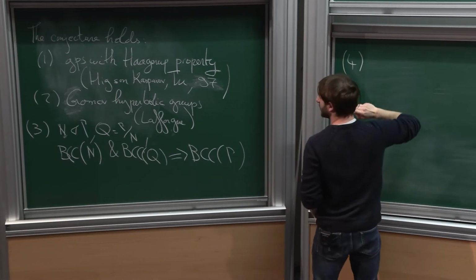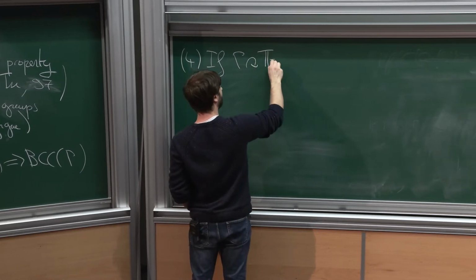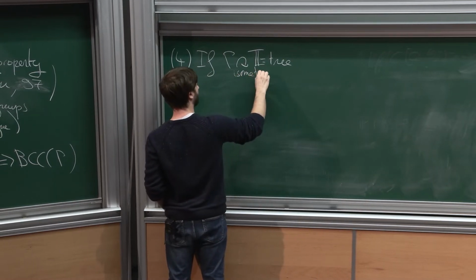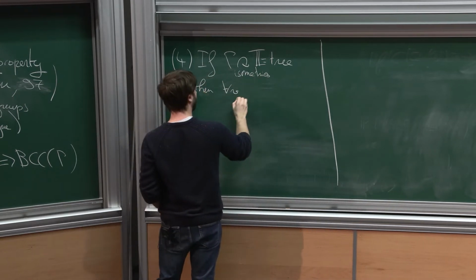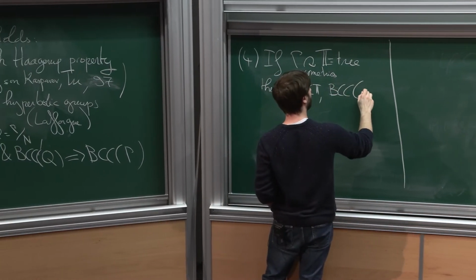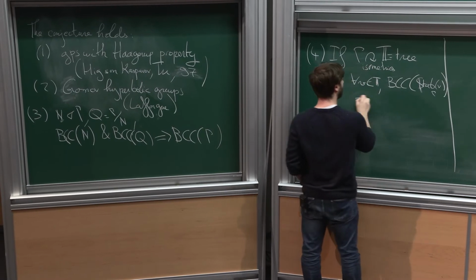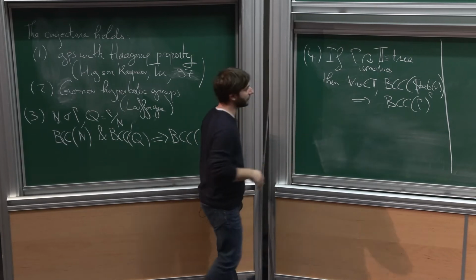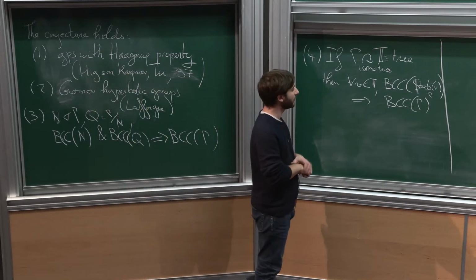Lastly, if gamma acts on a tree, metrically, by isometries, and all the stabilizers satisfy Baum-Connes with coefficients, then you have the Baum-Connes conjecture for gamma. Same thing, there are more precise results with coefficients and everything. I'm just going faster so you can understand.